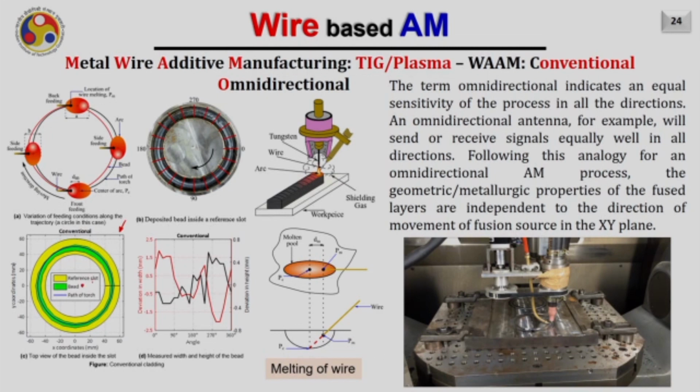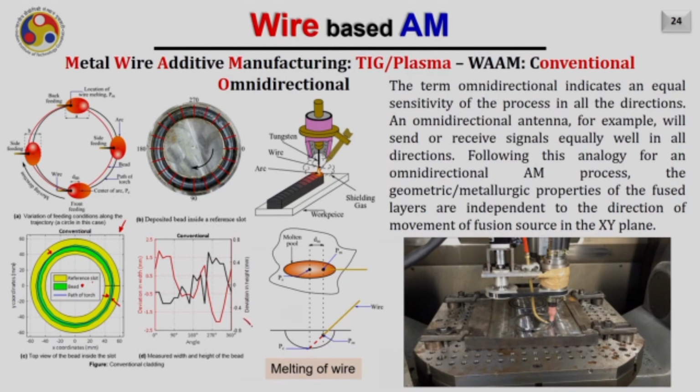So this diagram shows the bead which is deposited in green color, the reference slot which we have made, and it is showing the path of the torch also in blue color. It is obvious from here that the bead is not uniformly distributed on both sides of the path of the torch, while it is sometimes offset on one end and sometimes on the other end. And at some portions, yes, it is uniformly distributed, but that may be the optimal wire feeding condition for that particular type of feeding.